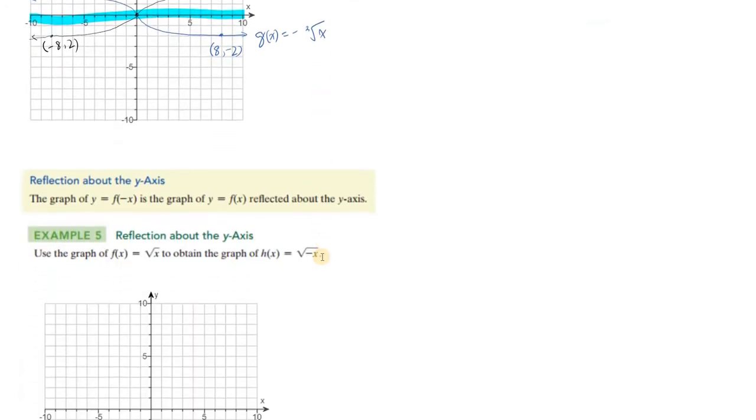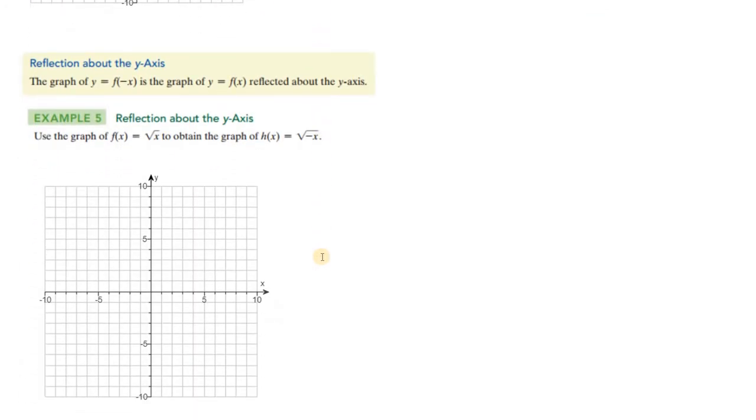Next question. Reflection about the y-axis. So here we have f of negative x, let's maybe use green. If we have this case, and then we're going to reflect about the y-axis, basically we're talking about this line, okay? Reflection about this line. So here, we use the graph of f of x equal to square root of x to obtain the graph of h of x equal to square root of negative x, okay? This is exactly the form under the square root. That's why it's a reflection about the y-axis.